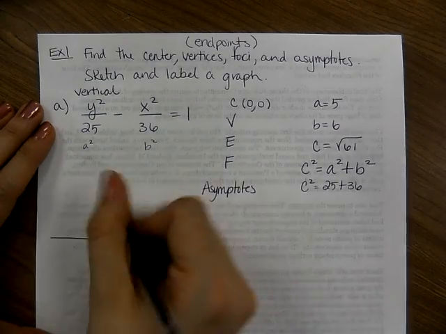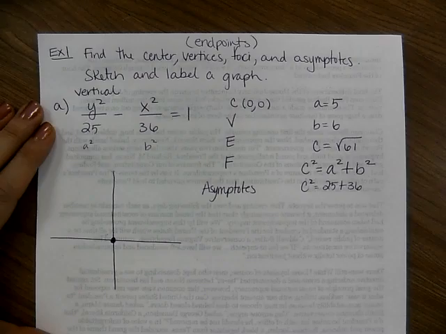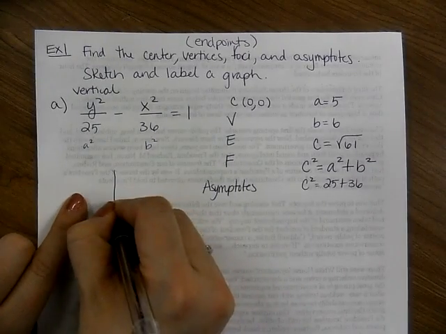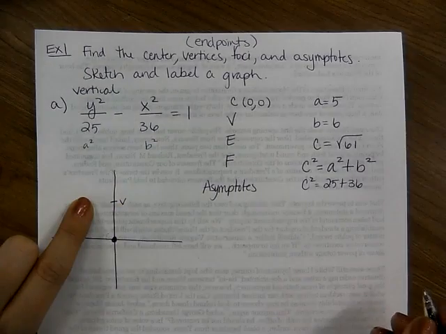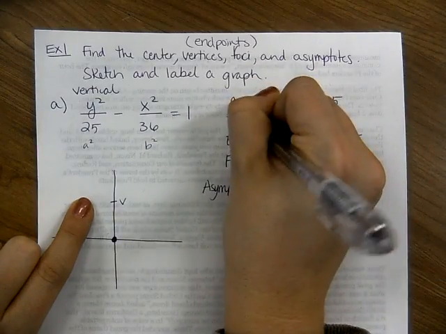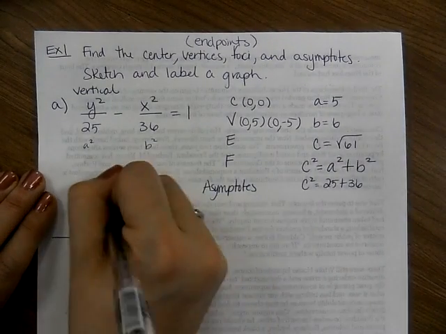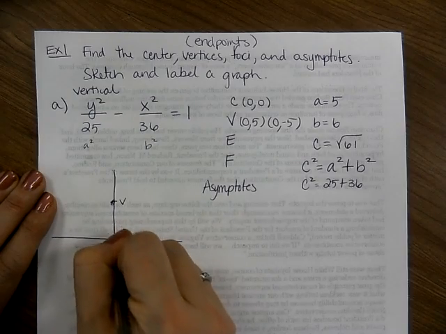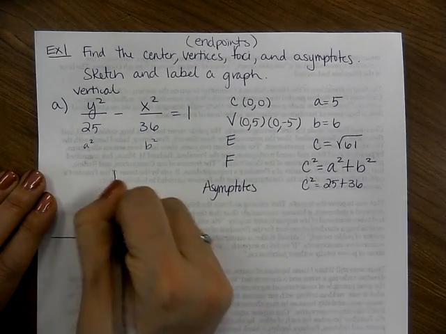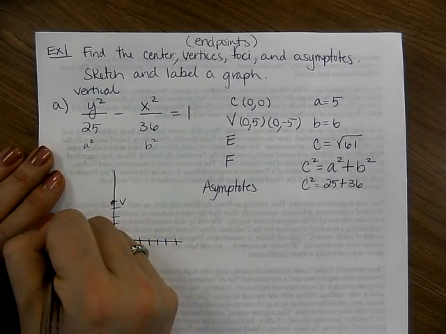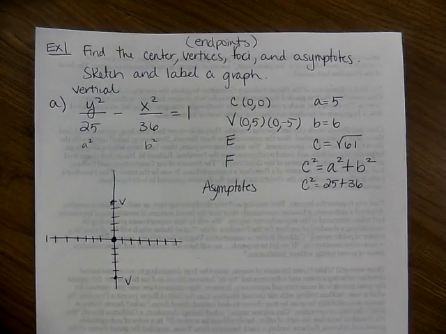Okay. So the center is at 0, 0, and we know it's vertical. So the vertices are a distance of A away from the center. So we got to count up and down 5. So isn't that going to put one vertex at 0, 5, and the other one at 0, negative 5? Okay. Remember, this is just a rough sketch. Let's just draw this in because we want to see these asymptotes. We're going to be a little bit neater on these sketches.